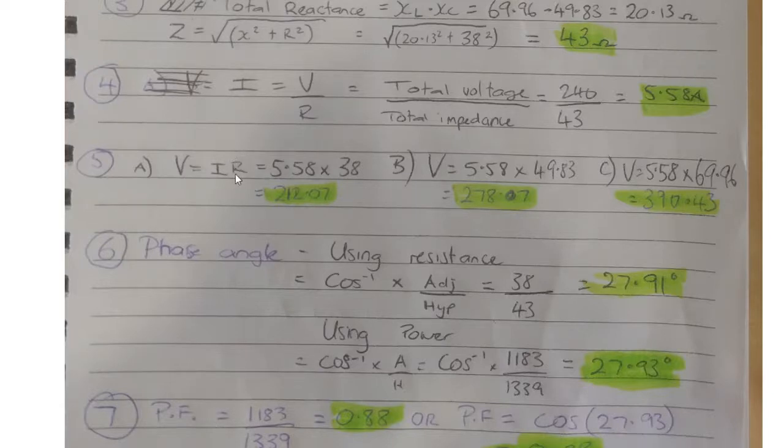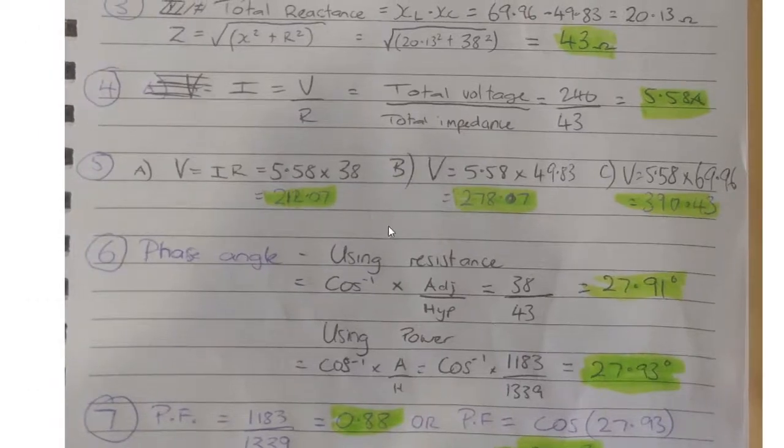And in this case we'll use resistance if it's the resistor. We will use inductive reactance for the inductor, and capacitive reactance for the capacitor, whatever the resistive component is of that particular item. That's what our R will be. So in the first one, 5.58, that's my current. Remember, current will be the same everywhere in the circuit. Multiplied by 38 ohms, because it's the resistor, gives me 212.07 volts.